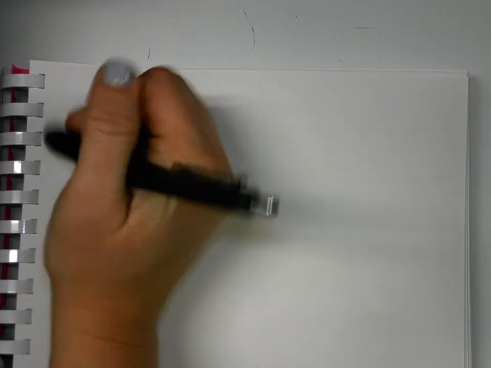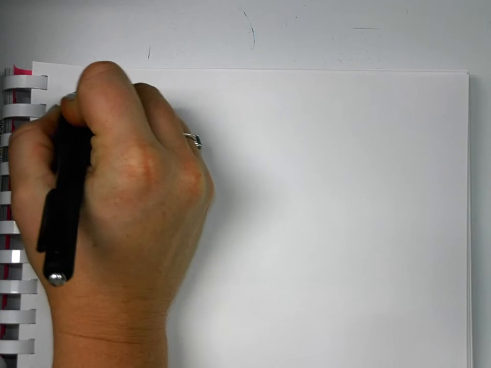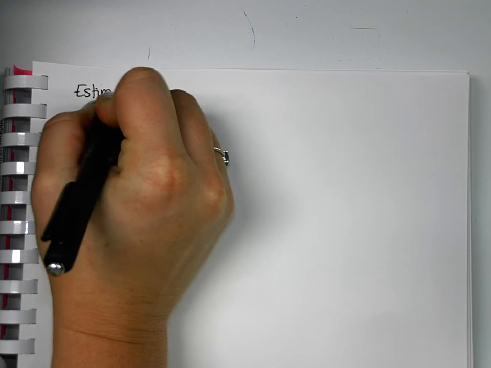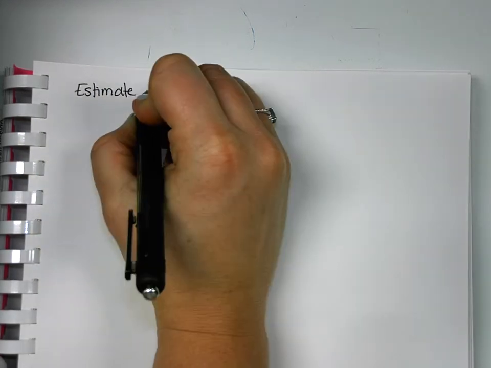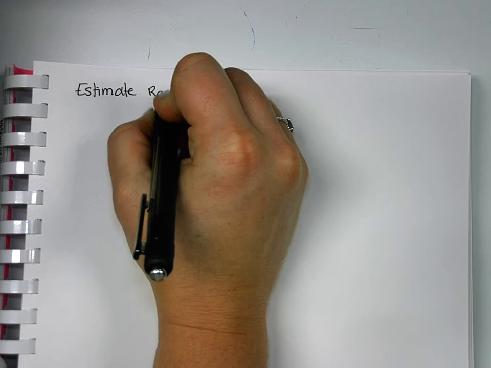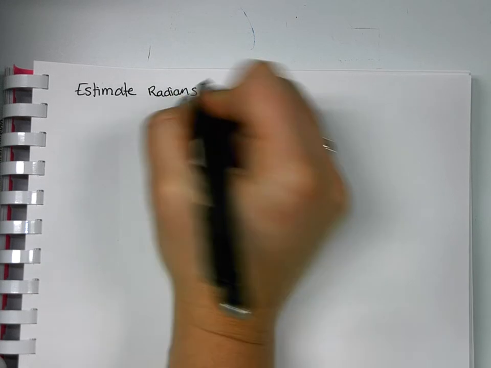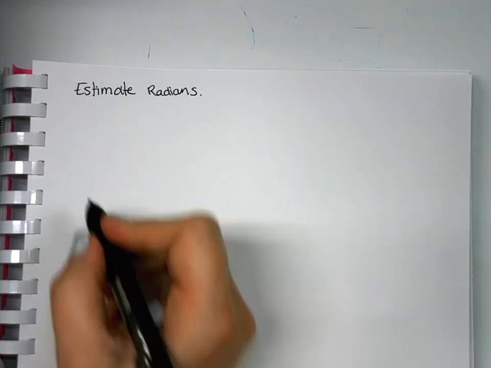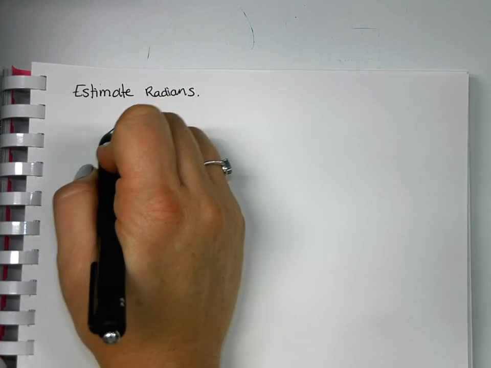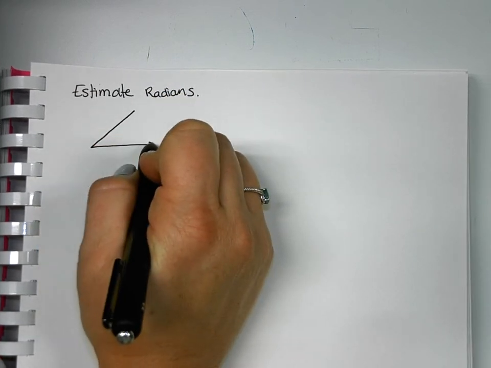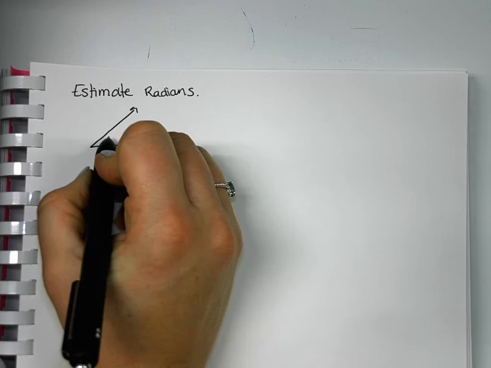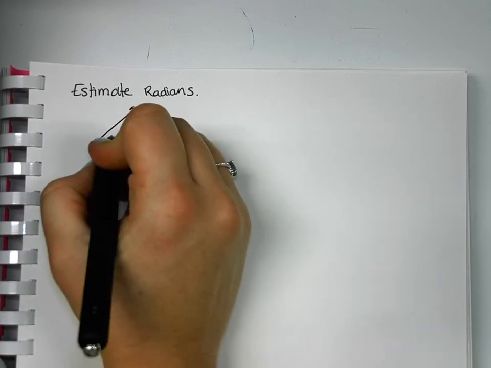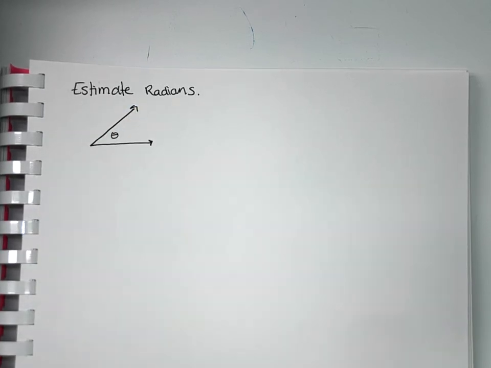And here we're just going to estimate how many radians we think are in this picture. So if I give you an angle in standard position, I want you to estimate how many radians that is.